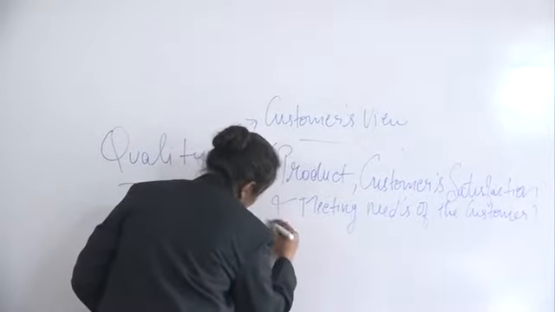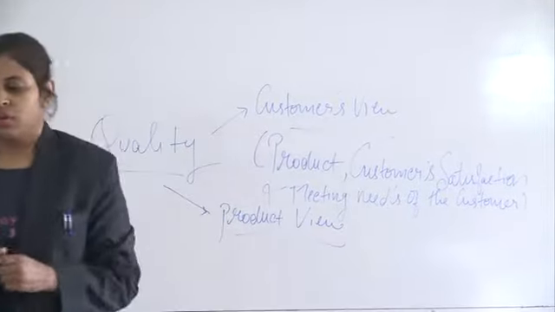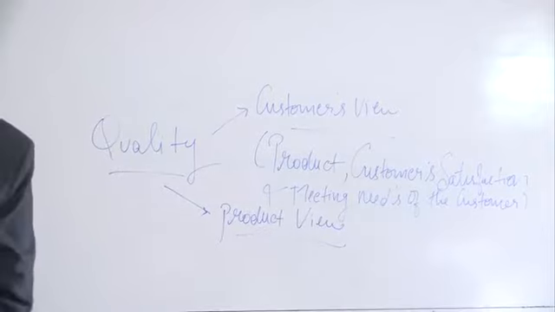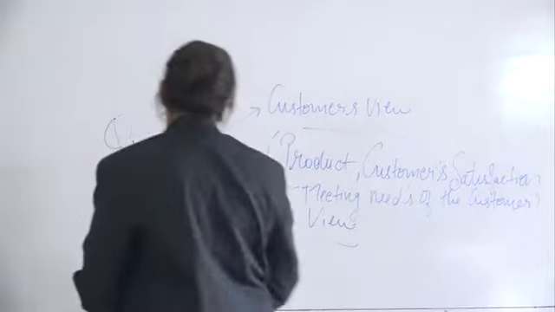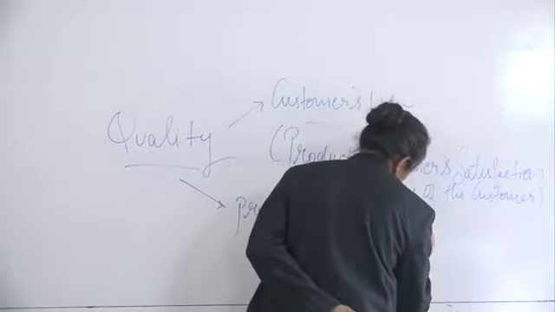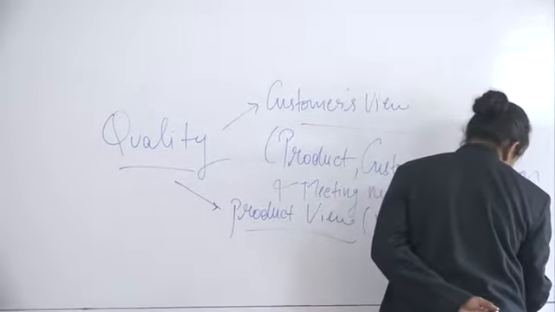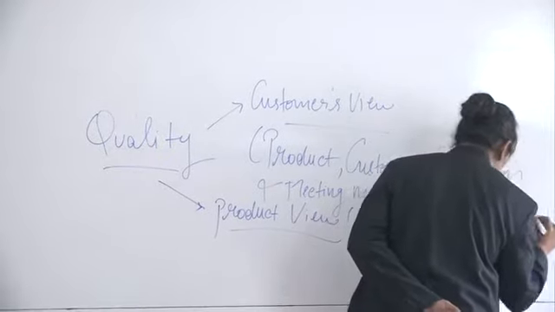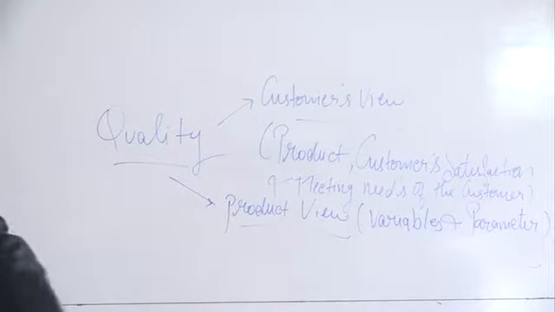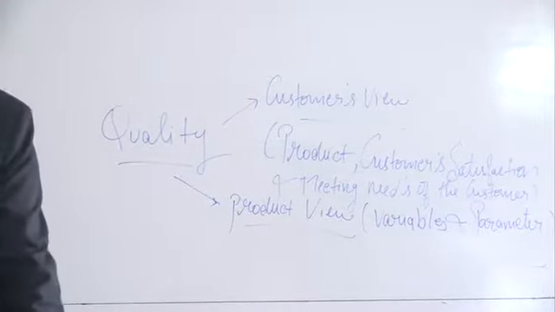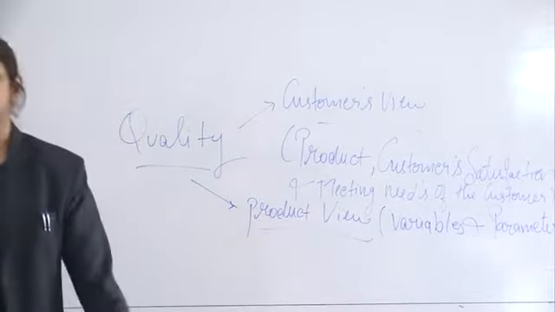Second is the product view. Product view is the objective which has variables and parameters which help improve the product quality. For example, if the quality of a product is unique, it ultimately meets customer satisfaction.